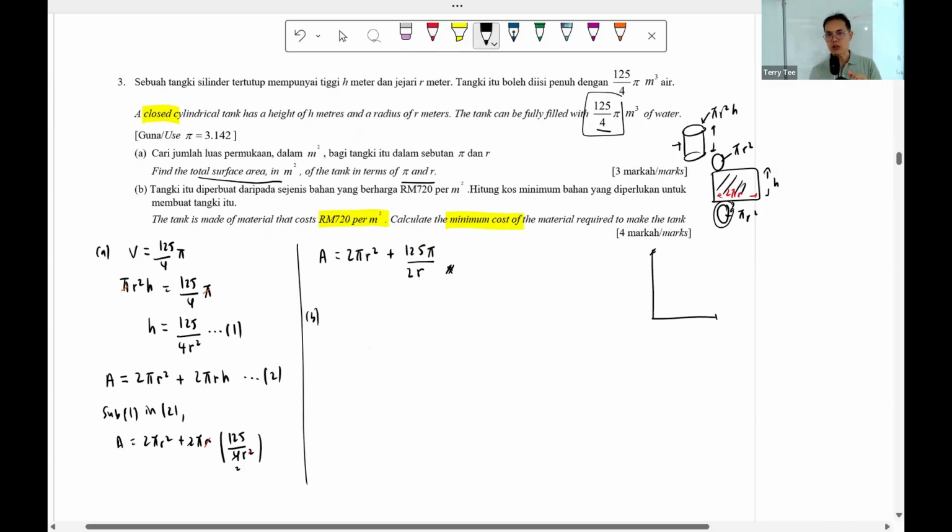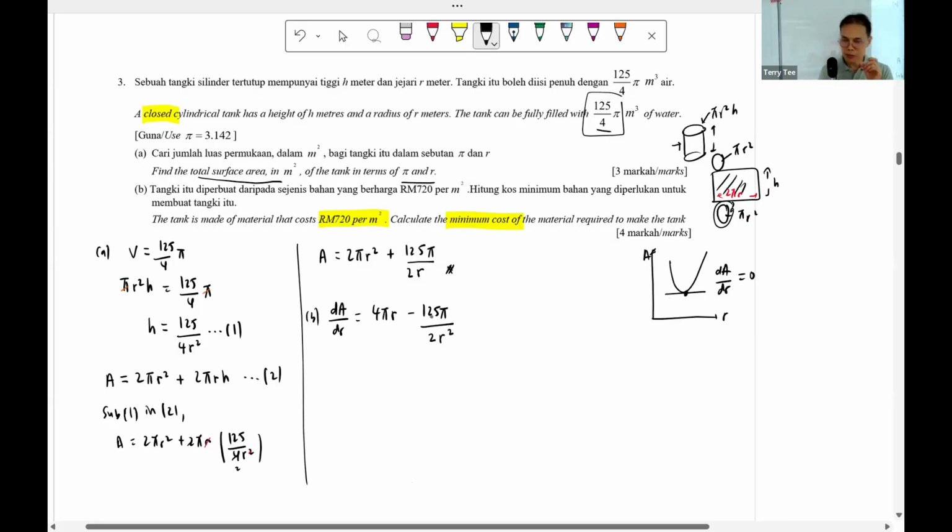So minimum area happens when the gradient of the A versus r graph is 0. For example, if I draw the A versus r graph, it may look like this. It has a minimum value here. At the minimum point, the gradient of this graph is 0. So first, let us differentiate dA/dr. When I differentiate, bring the power 2 down, you get 4 pi r. Differentiate this, put a negative in front, 125 pi over 2 r squared.